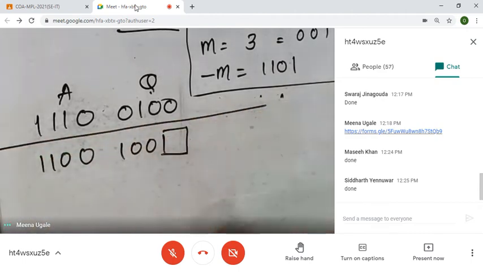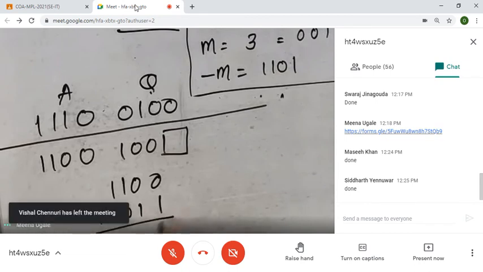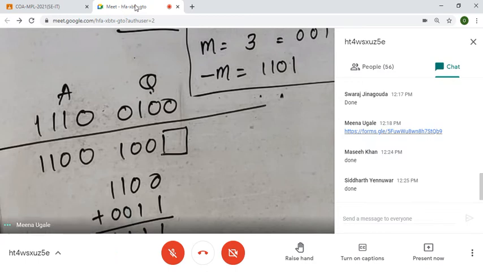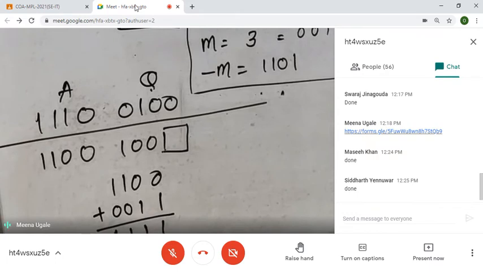This was your first cycle. After the left shift, do A plus M. The value of A is this, plus M, the value of M is this. You are getting all ones here. I hope everybody is getting the same answers. Yes, ma'am. Second cycle result will be like this. This part.